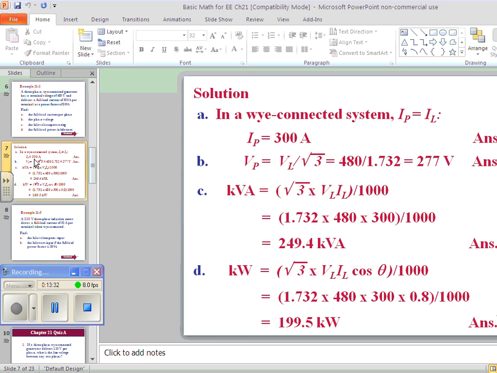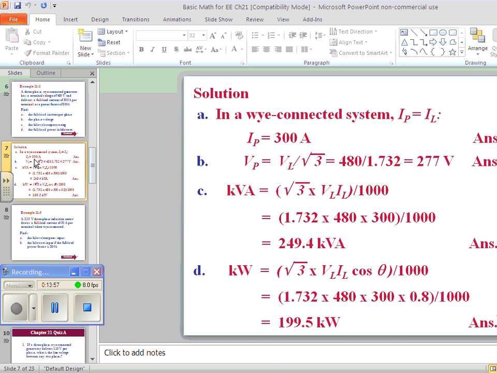Okay, then it says, what is the total power? No, what is the phase voltage? So phase voltage, if we have the line voltage in a Y, then we can divide that by square root of 3 and get our voltage, which in this case is 277 volts. 480 divided by square root of 3, 277.